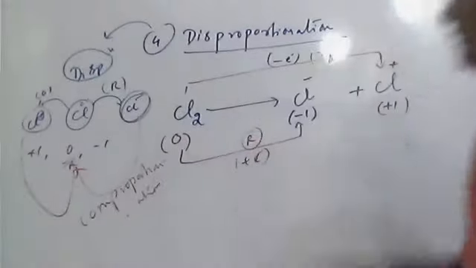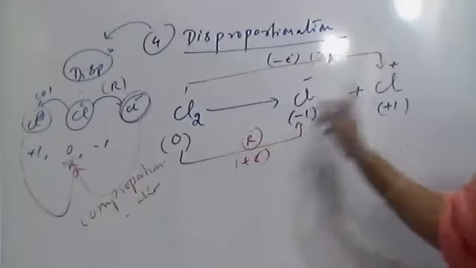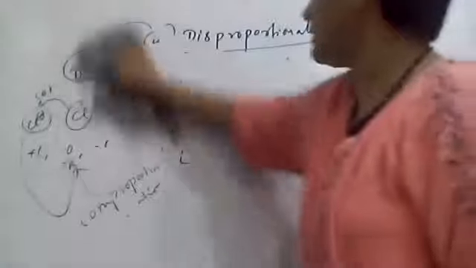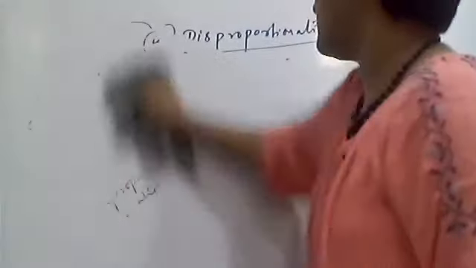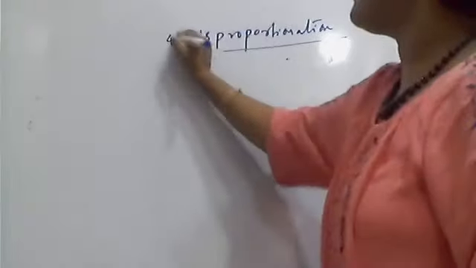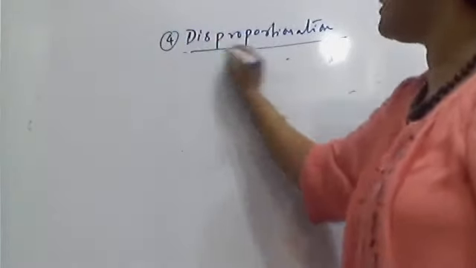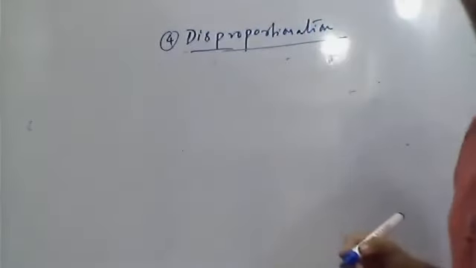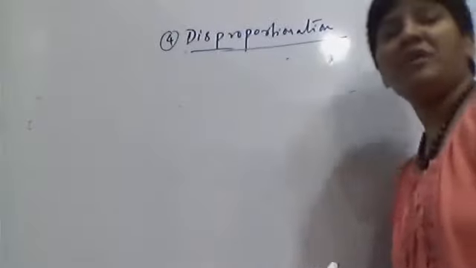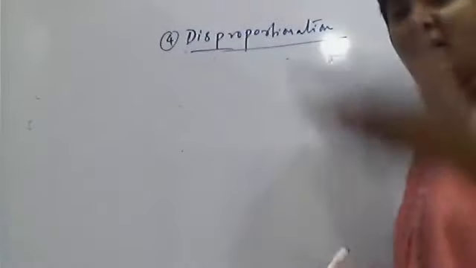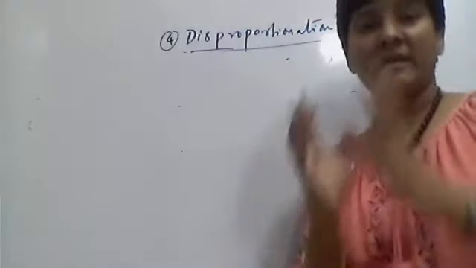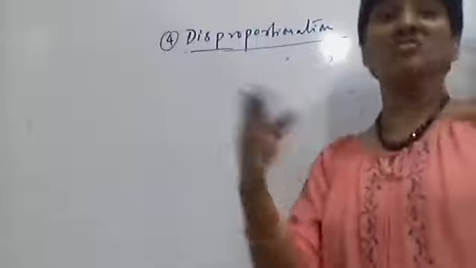So here the chlorine underwent reduction and oxidation. Now we'll see some examples. In disproportionation, it is very important for competitive exams, and a must-ask question every year for the IPE exam in Telangana and AP. So the same element undergoes both oxidation and reduction from its intermediate state.